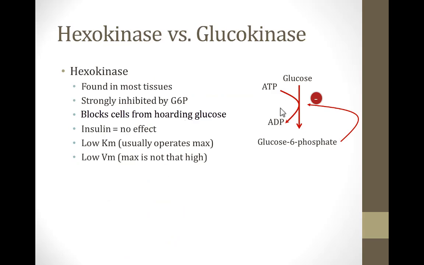The first reaction in the priming phase is the conversion of glucose to glucose 6-phosphate. And there are different enzymes in different cells in the body that catalyze this step.